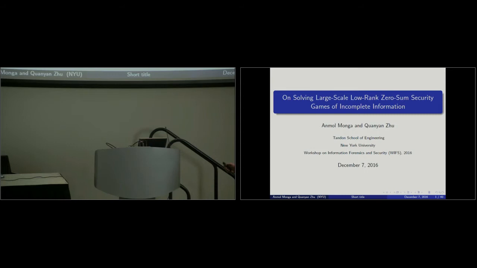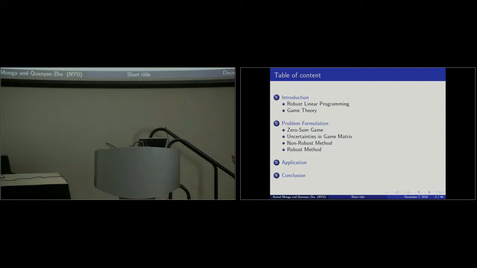What I'm going to do today is talk about solving large-scale, low-rank, zero-sum security games. It sounds like there's a lot of information here. The first one is large-scale, low-rank, zero-sum games, incomplete information. Hopefully we're able to get to every one of them. So we start by talking about some introduction to games and some classical approaches when we have uncertainties.